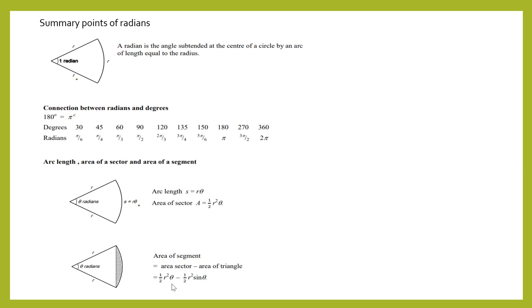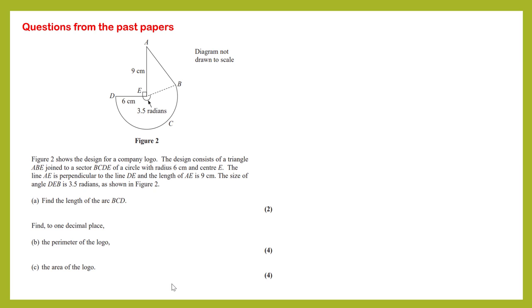Let's see one example to understand this point. Here's an example from the past papers. The question says, Figure 2 shows the design for a company logo. The design consists of a triangle ABE joined to a sector BCDE of a circle, radius 6 cm and center E. The line AE is perpendicular to the line DE, and the length of AE is 9 cm. The size of angle BED is 3.5 radians.